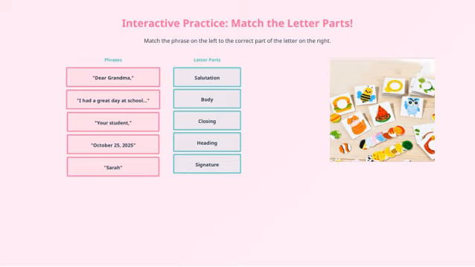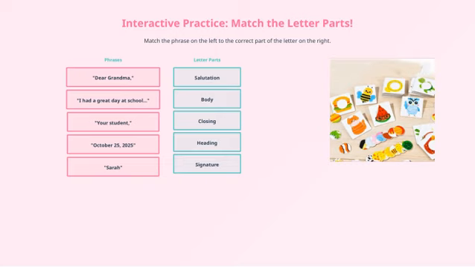For example, Dear Grandma is a salutation, which is the opening greeting. I had a great day at school is part of the body where the main message or story is shared. Your student is the closing, often used before signing your name. The date, October 25, 2025, is the heading, typically placed at the top of the letter. And finally, Sarah would be the signature, the name of the person who wrote the letter.